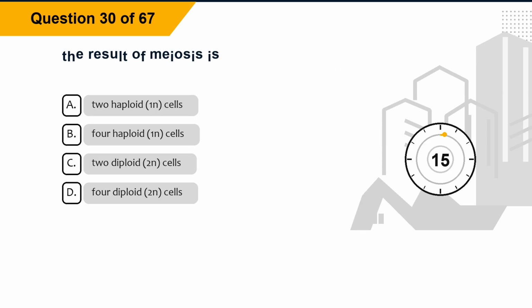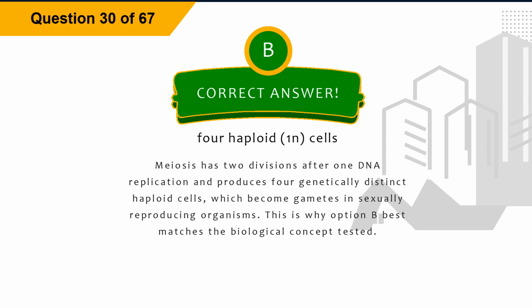Question 30. The result of meiosis is option A, 2 haploid, 1N, cells. Option B, 4 haploid, 1N, cells. Option C, 2 diploid, 2N, cells. Option D, 4 diploid, 2N, cells. The correct answer is option B, 4 haploid, 1N, cells.